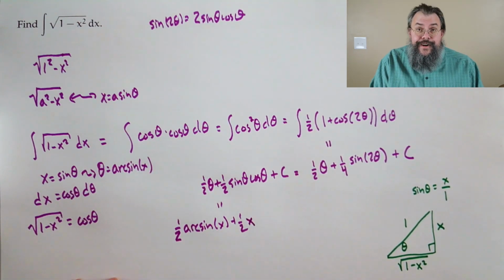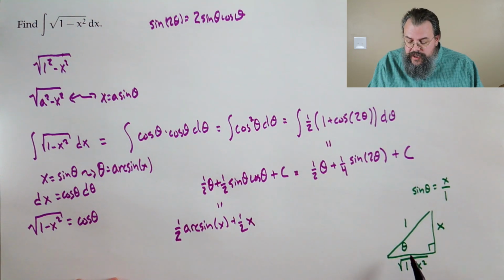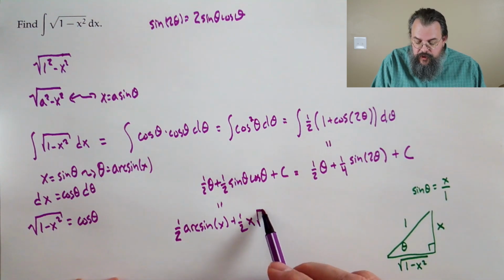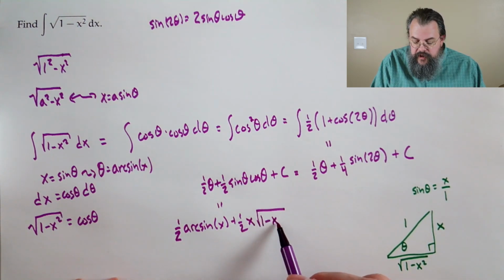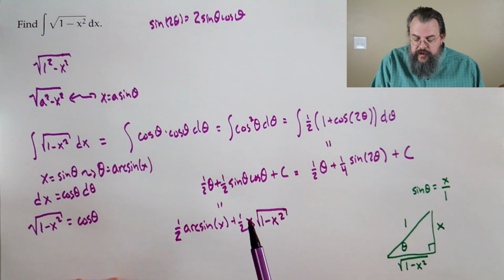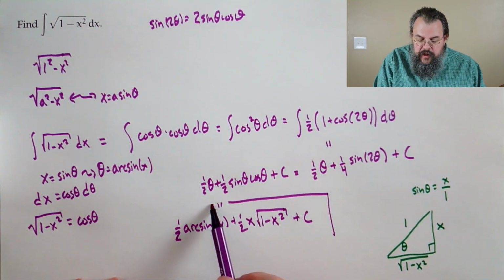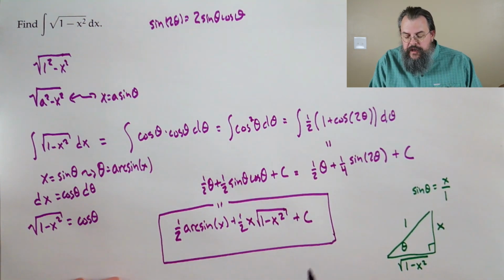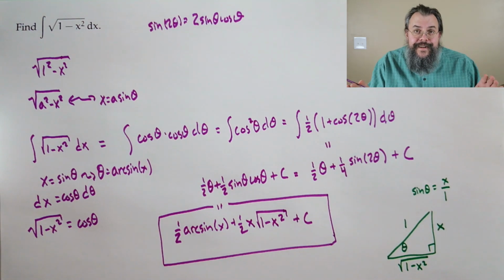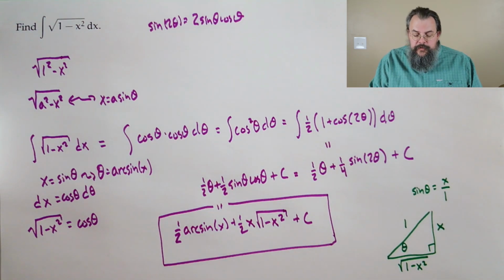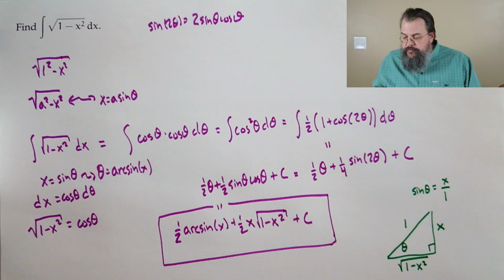Great. Cosine theta. Well, cosine is what? It's the adjacent over the hypotenuse. So that would be square root 1 minus x squared. So that's sine times cosine, and of course, plus c. And there we go. Done. Wonderful. Beautiful problem. All right. Good.